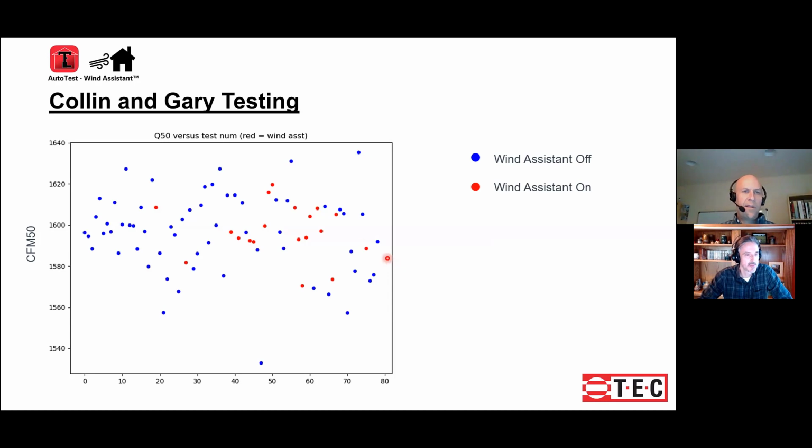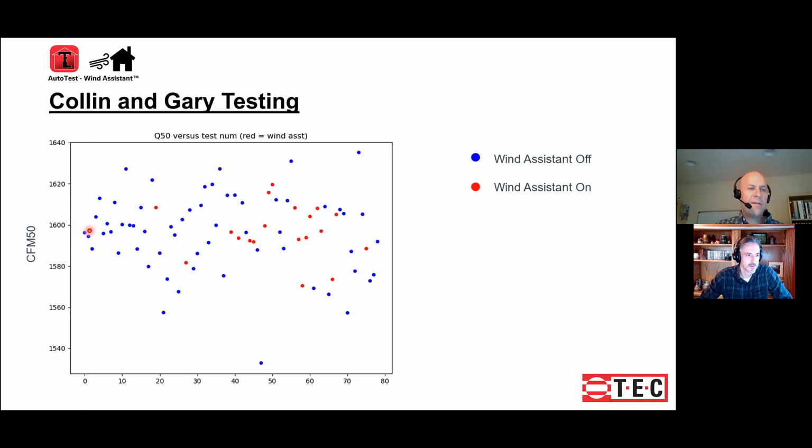And so here's the graph of what happened. This is data directly out of AutoTest. What I'm showing here is the CFM50 result from the multi-point test. And so it's not a particularly tight house, ranging between 1500 and 1650. And this is just the test number. So 81 tests throughout the day. And this is more or less a graph of time as well, because they're in the order that the tests were taken.